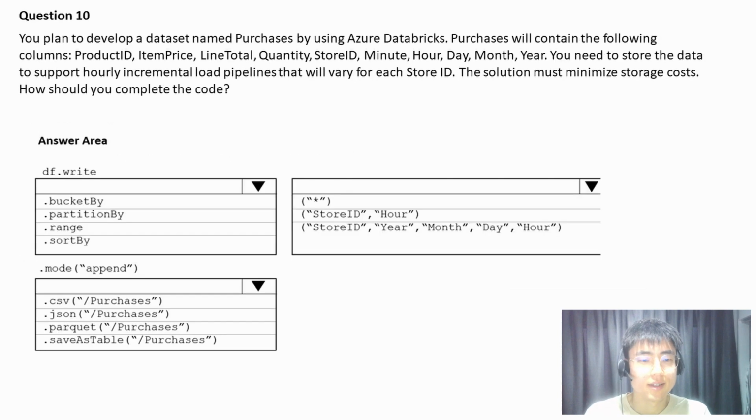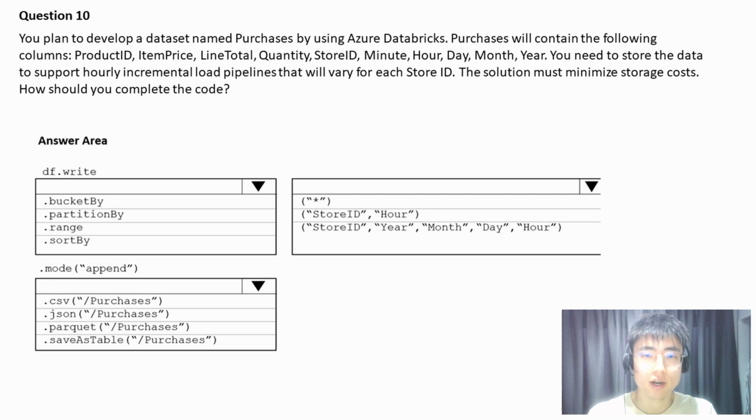Question 10. You plan to develop a dataset named Purchases by using Azure Databricks. Purchases will contain the following columns: product ID, item price, line total, quantity, store ID, minute, hour, day, month, year. You need to store the data to support hourly incremental load pipelines that will vary for each store ID. The solution must minimize storage costs. How should you complete the code?